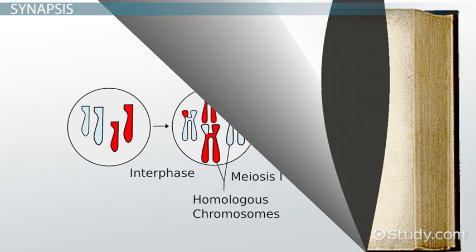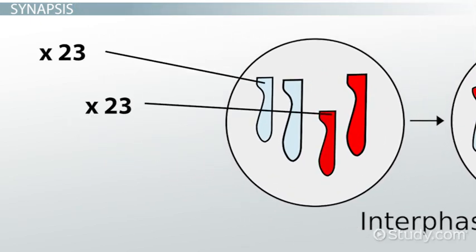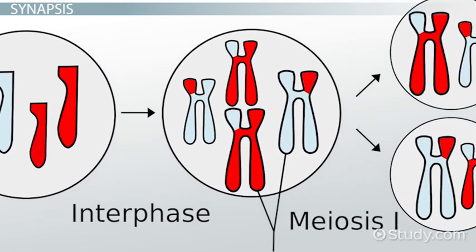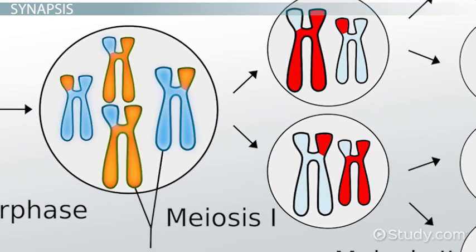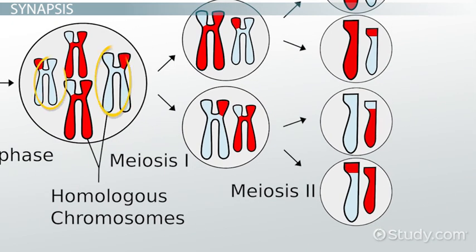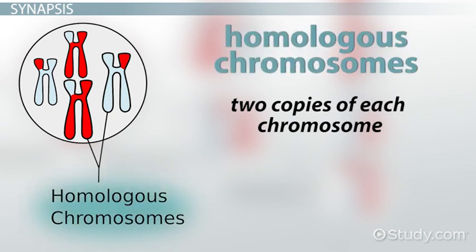Meiosis starts with one cell that contains a set of 23 chromosomes, giving a total of 46 chromosomes. Remember that each of the 23 chromosomes is different and there are two copies for each chromosome. Just before the start of meiosis, the chromosomes duplicated, so there are two copies of the mom's chromosomes and two copies of the dad's chromosomes. The two copies of each chromosome are referred to as homologous chromosomes.